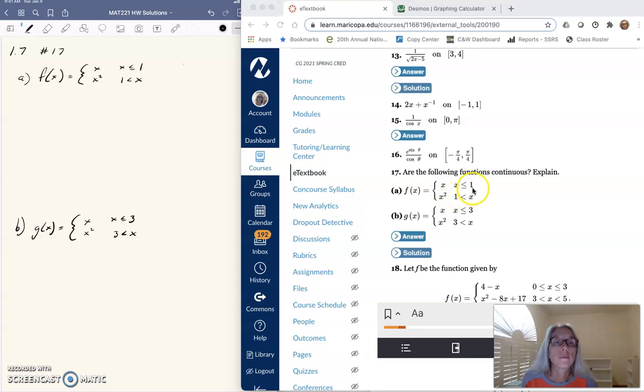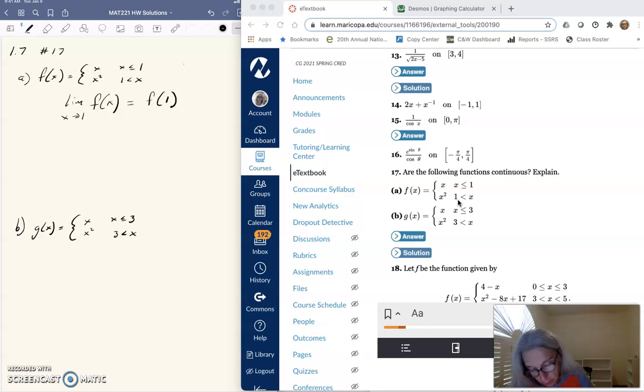So the question becomes, what about at that point where f of x goes from being equal to x to being equal to x squared? In other words, what happens when x equals 1? Do I have continuity at that point or not, at that input value? To check for continuity, the one thing I know is that if my function is continuous at a particular point, then the limit as x approaches that point has to equal the actual function value at that input.